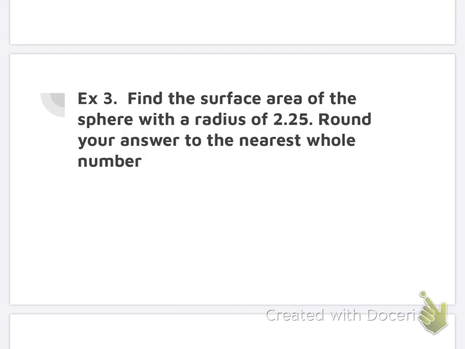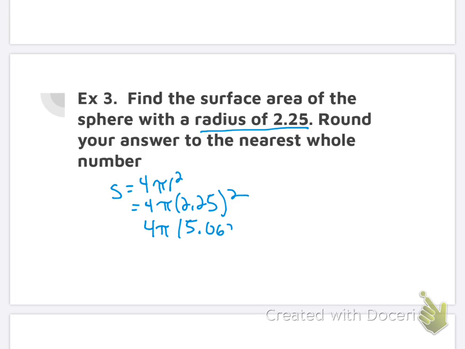Okay, example number 5. Find the surface area of a sphere with a radius of 2.25. Round to your nearest whole number. So surface area still is that formula, 4 pi r squared. 4 pi 2.25 squared. I'm not going to pretend to know 2.25 squared off the top of my head. 2.25 times 2.25. That gives me 4 pi times 5.0625. Put this all on my calculator at the same time.